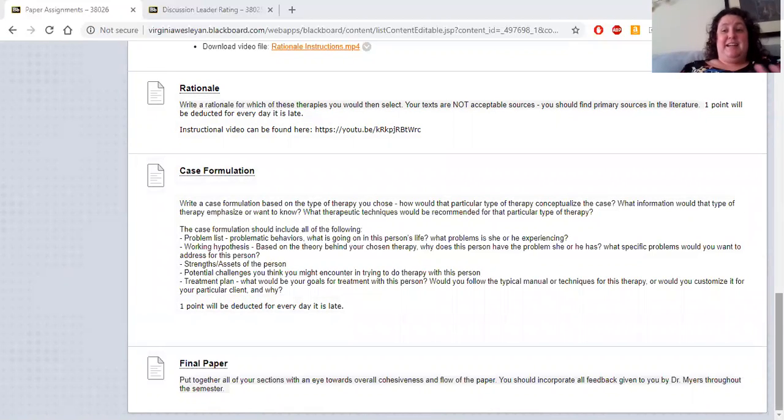So that is the case formulation. Again, this is the most structured part. Make sure you're answering every single one of these questions. And again, each can be in paragraph form or in bullet points.